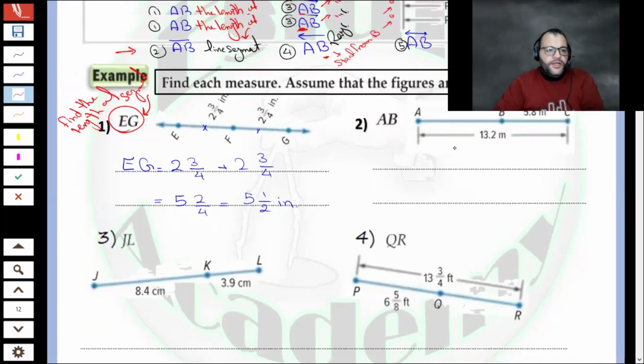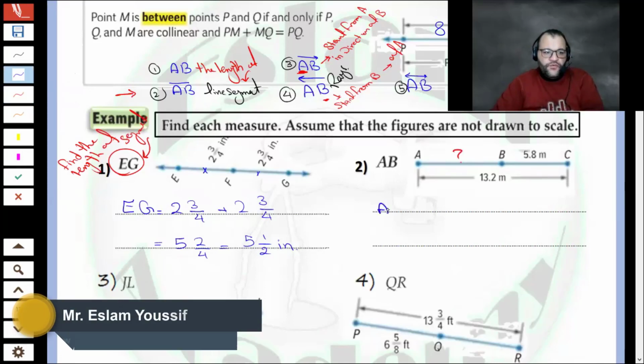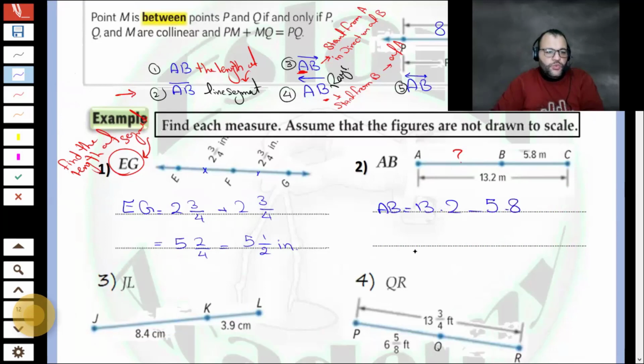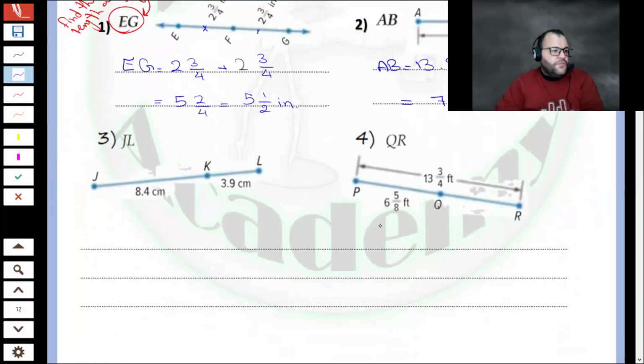So we need to find AB. How can we find AB? Is AB the whole part or the small part? AB is the small part. So you subtract from 13.2. To find AB, it will be 13.2 minus 5.8. What is the answer for this one? 7.4. Any problem for this one? No. Okay. So number 3, if you have any problem, you can repeat it, no problem.